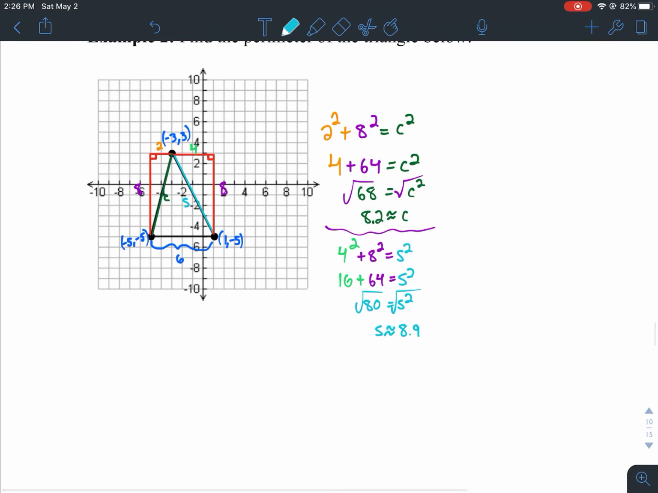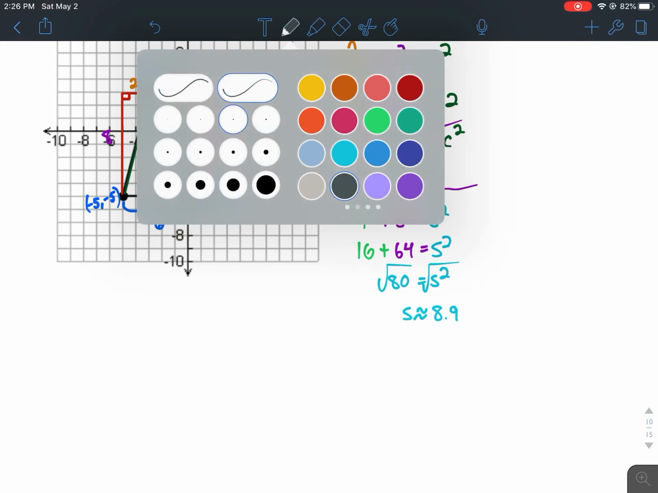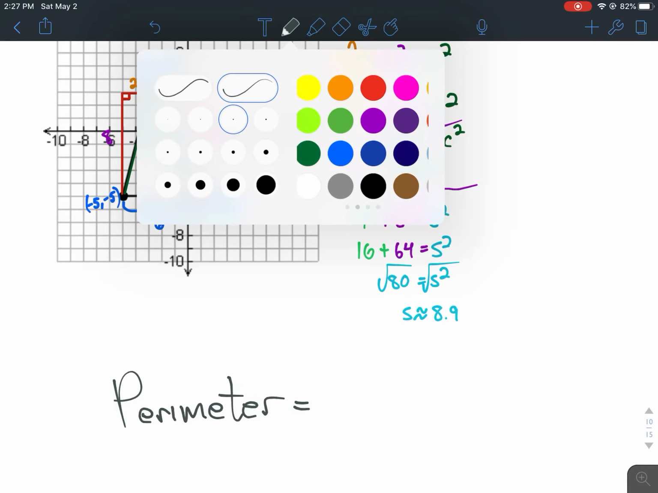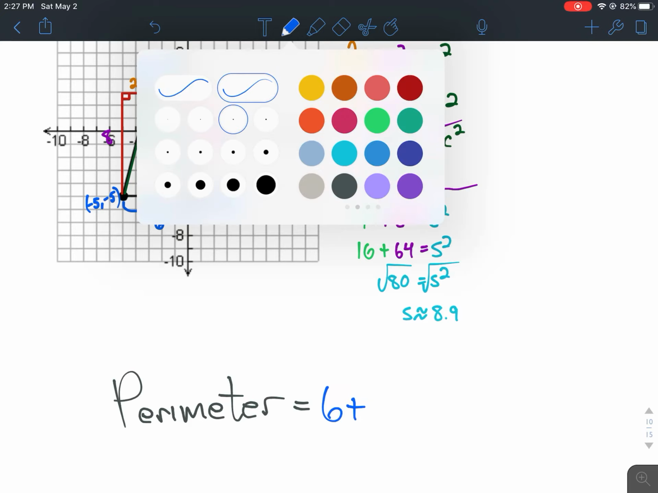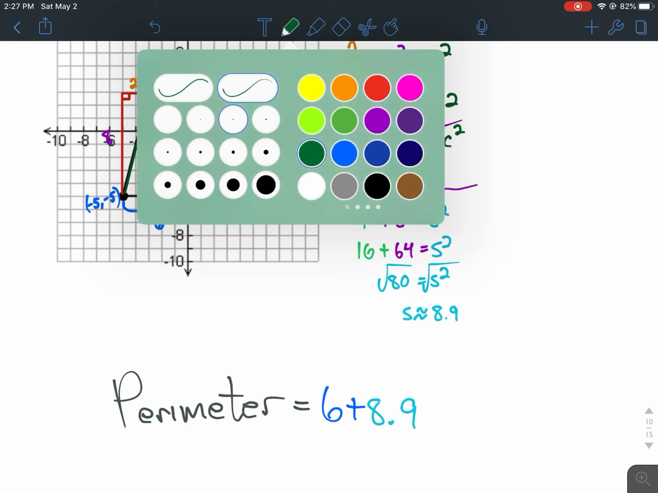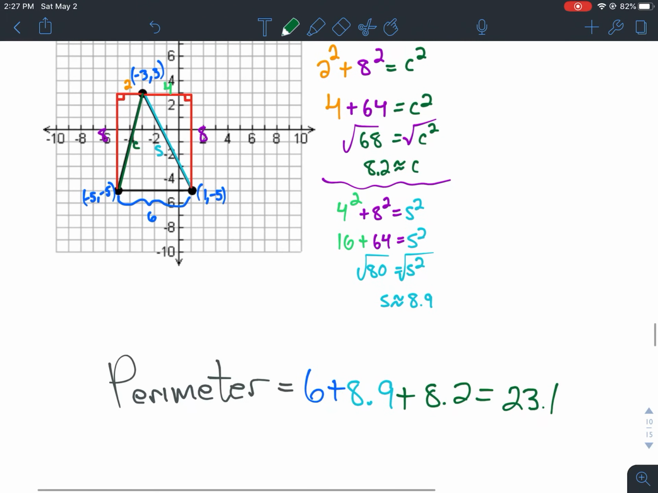So we figured out all the sides. So the perimeter for this triangle here is equal to the 6 that we found easily at the beginning. That's 6 plus 8.9 plus 8.2. So the perimeter of this triangle is about 23.1 units.